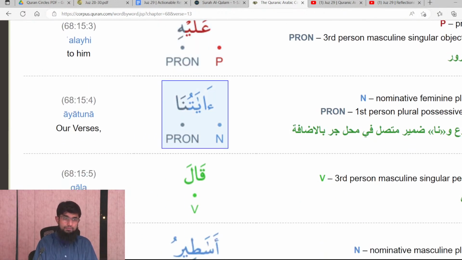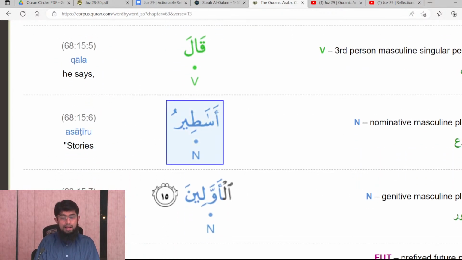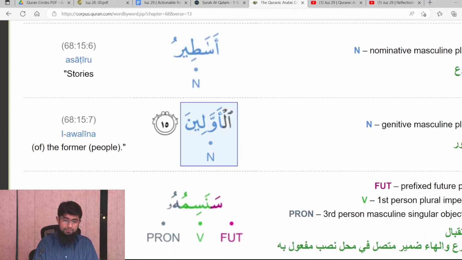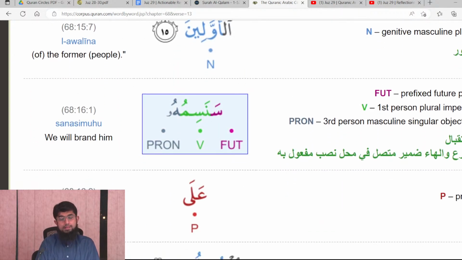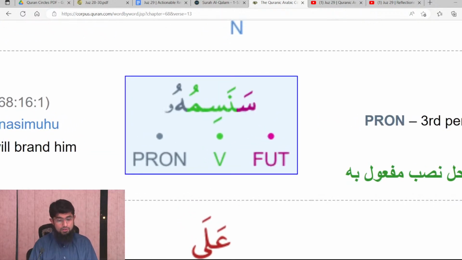Ayatuna, qala, asatir. So this is same thing from sin, ta, ra, right? So wal qalami wa ma yasturun, right? So similar root. Al awwalin, sanasimuhu. Okay, sa is for soon. Okay, where's the we coming from?